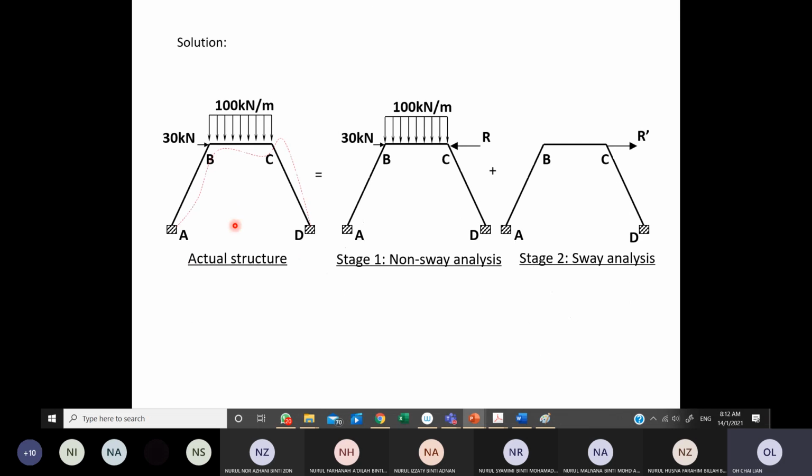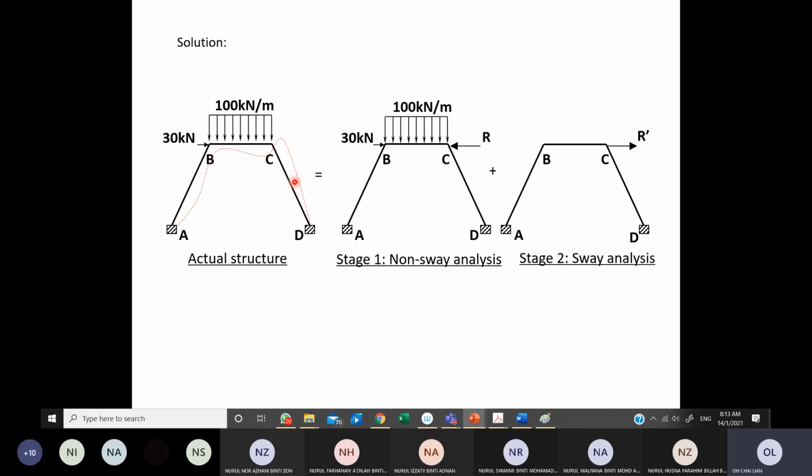Okay, so let's have a look at how to solve it. This is the concept of solving a sway frame. This is the actual structure. We have 30 kilonewton at B, and we have 100 kilonewton per meter UDL on BC. This is the deflected shape of the sway frame. It is going to deflect in the direction of this horizontal load.